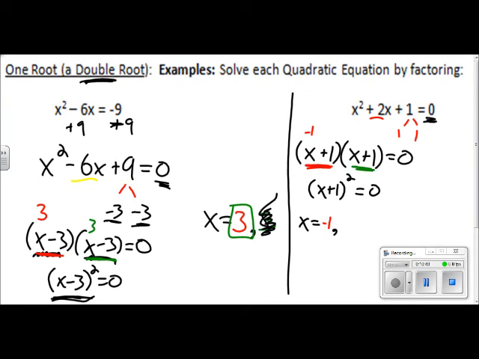Again, in this case, our solution is negative 1, because negative 1 plus 1 equals 0. That way we have one or the other of our factors equaling 0, so when we multiply them, they come out to 0. Again, in this case, our solutions are x equals negative 1 and x equals negative 1. We don't have to say it two times. You just tell us the one time. So we would say x equals negative 1.